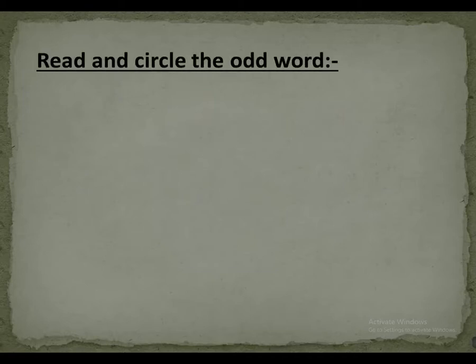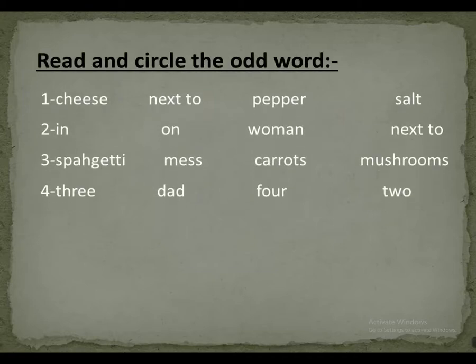Read and circle the odd word. Number one, cheese, next two, pepper, salt. The odd word is next two. Number two, n, on, woman, next two. The odd word is woman.